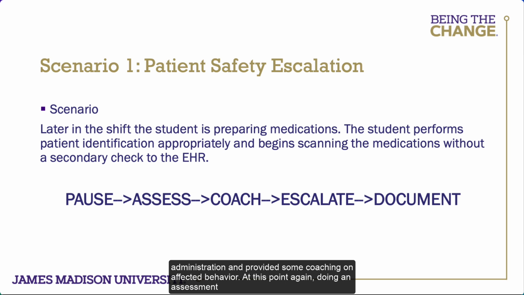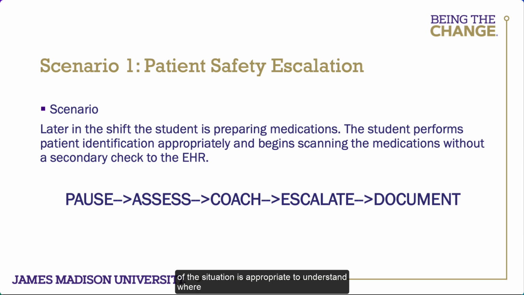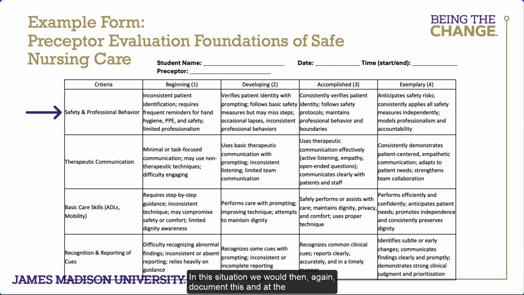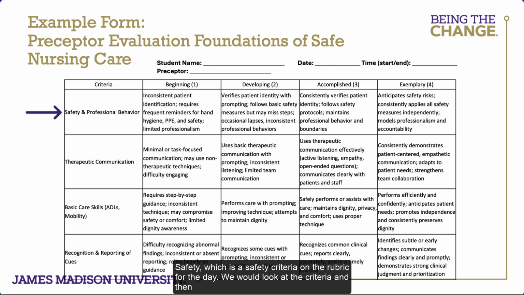At this point, you've already established the expectation with safe medication administration and provided some coaching on expected behaviors. Again, doing an assessment of the situation is appropriate to understand where a gap is with the secondary check in the EHR. In this situation, we would then, again, document this. And at the end of the clinical day, when we're thinking about evaluating student performance with medication safety, which is a safety criteria on the rubric for the day, we would look at the criteria and then make a determination based on student progression and demonstration of behaviors throughout the clinical day.